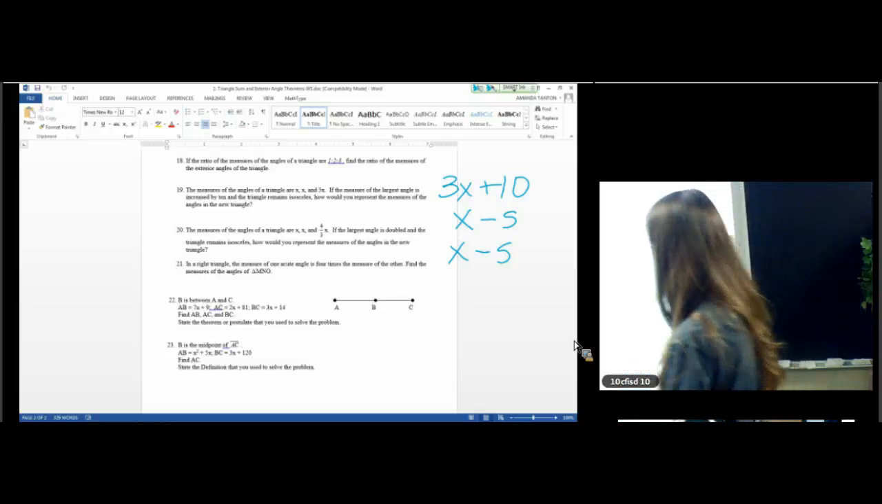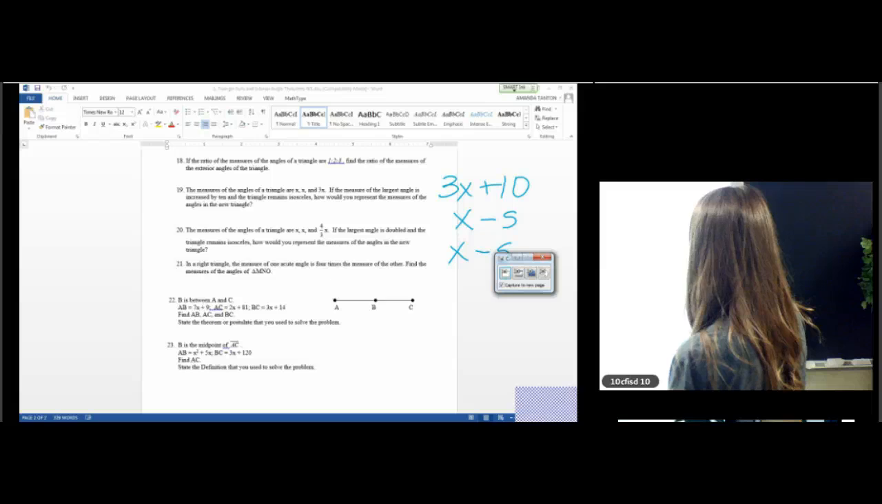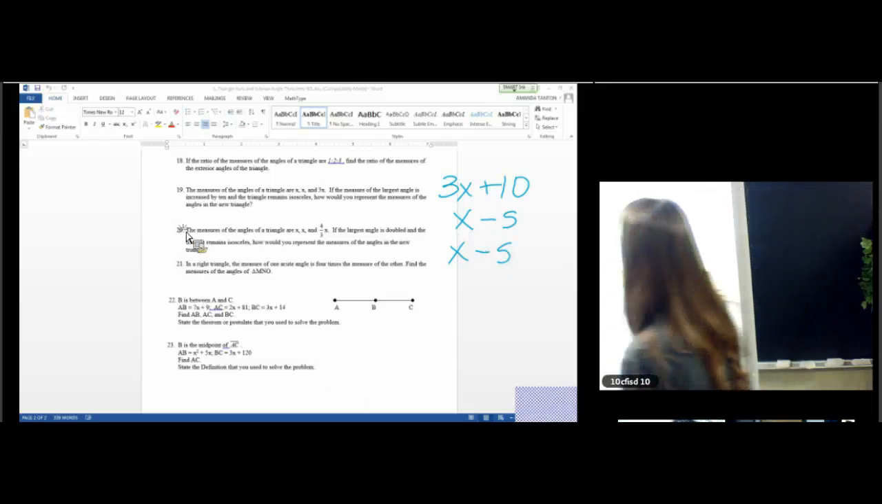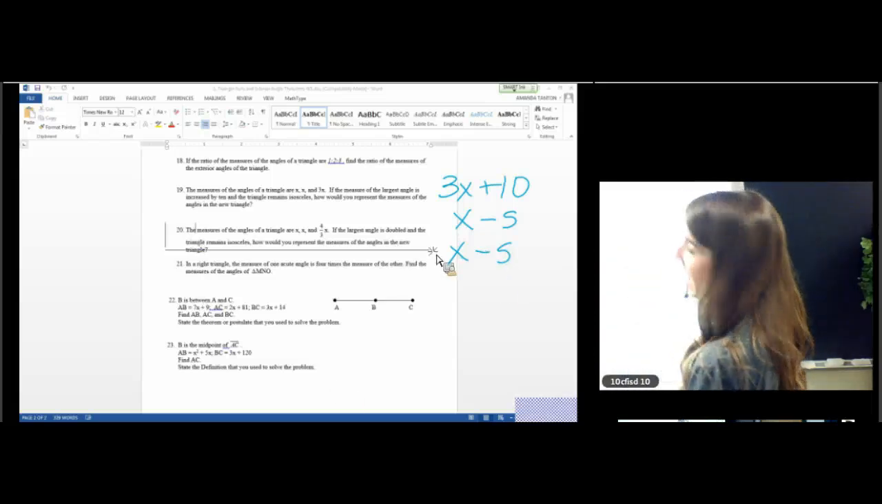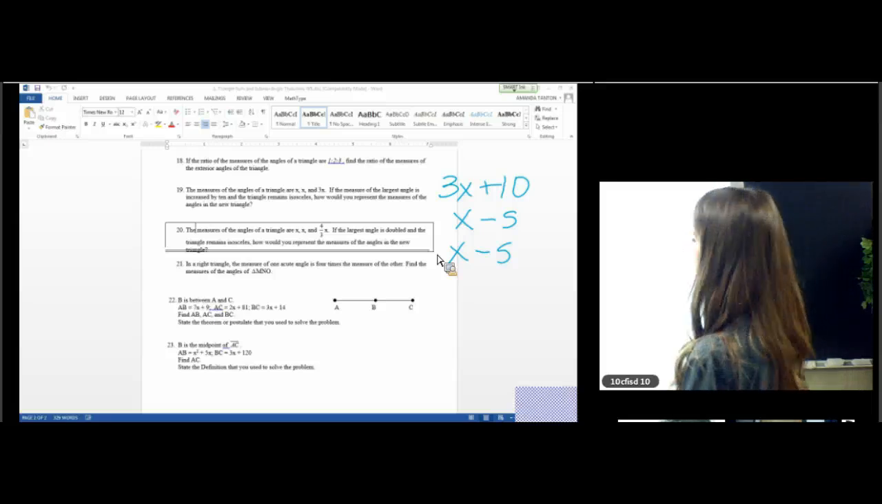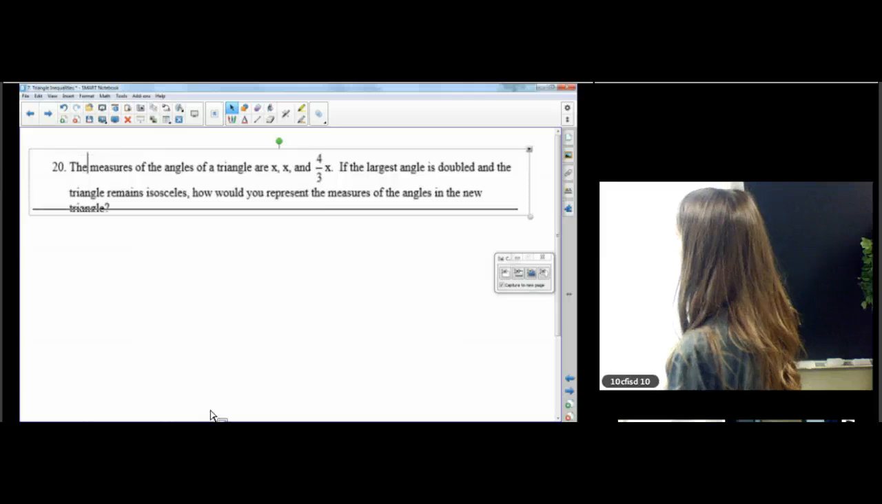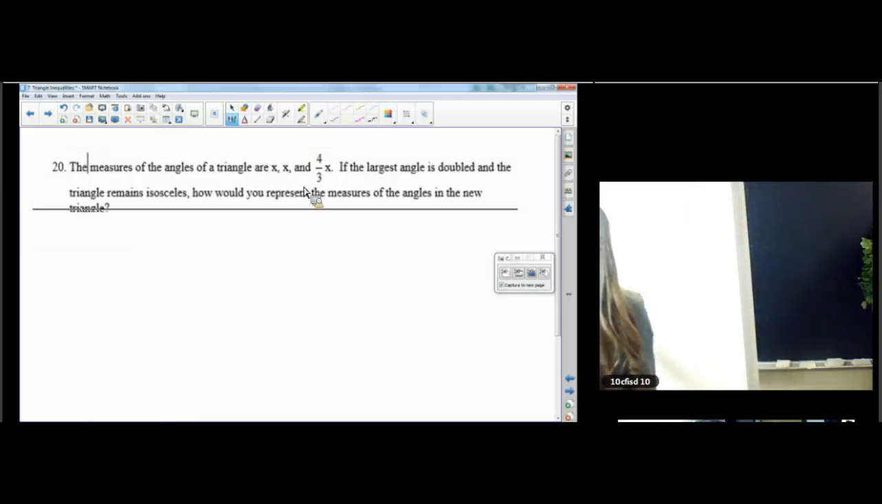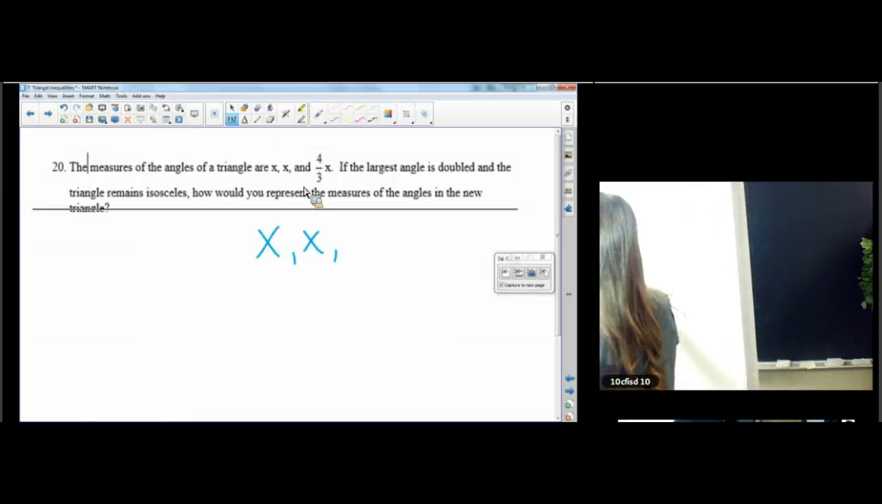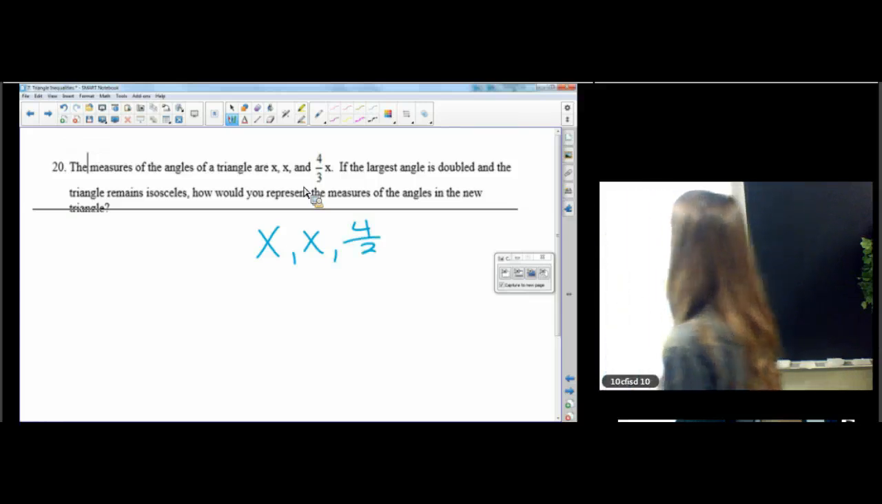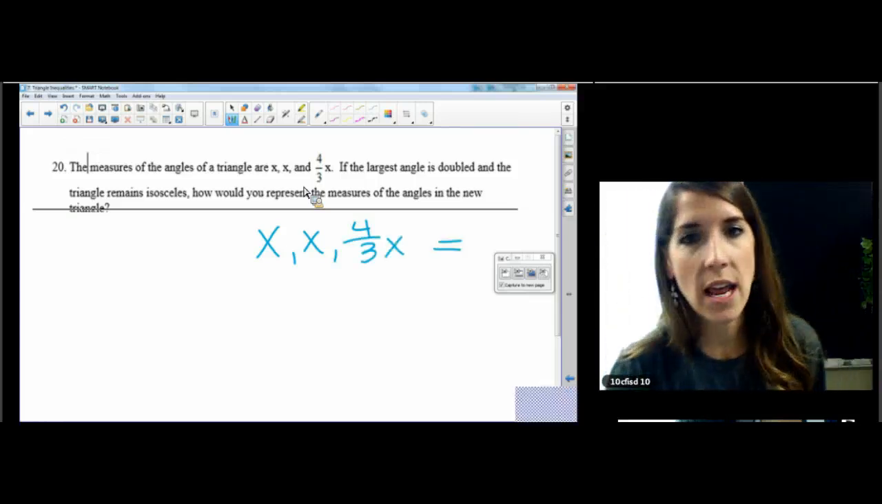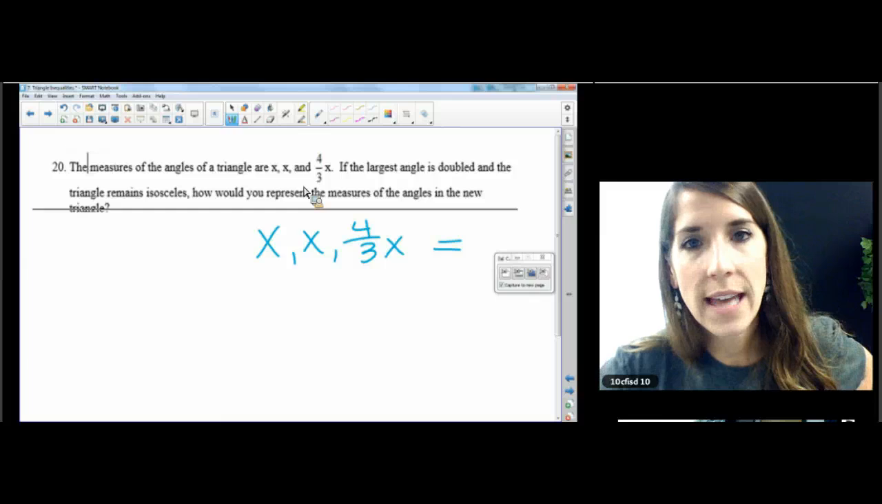Number 20 is similar, but this one's with multiplication. So this one's a little bit tougher. This is a very K-level problem. This is deeper thinking. So the measures of a triangle are x, x, and 4/3 x. What I want to do first is I want you to add those angles up. What do you get? What is x plus x plus 4/3 x?